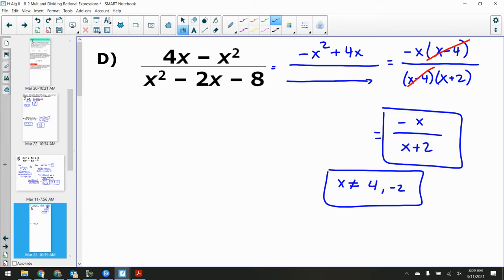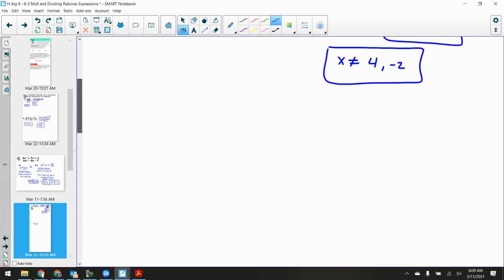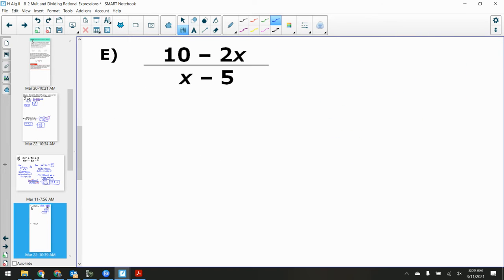Take a look at our last one. Last one to the front: 10 minus 2x over x minus 5.